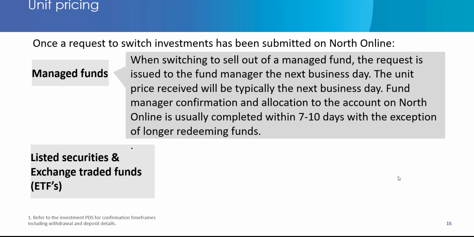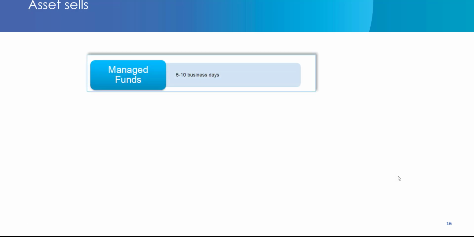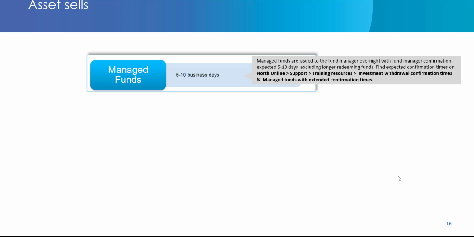For listed securities and exchange traded funds, when switching within market hours to sell out of a listed security or ETF, the trade goes to market in real time with confirmation received on the trade day. Settlement of the transaction occurs plus 2 business days. So for asset sales, managed funds usually take about 5 to 10 or 7 to 10 days. So again, they're issued to the fund manager overnight within that time frame.